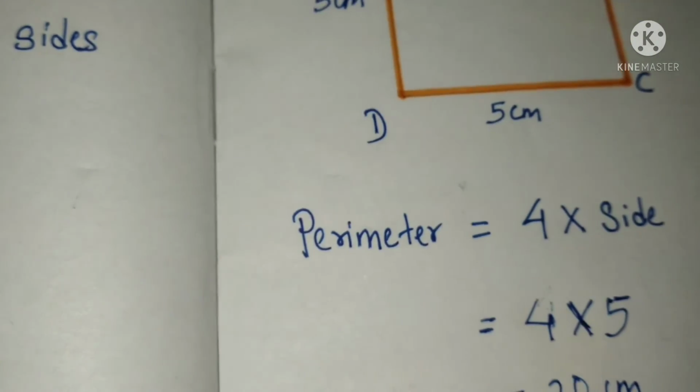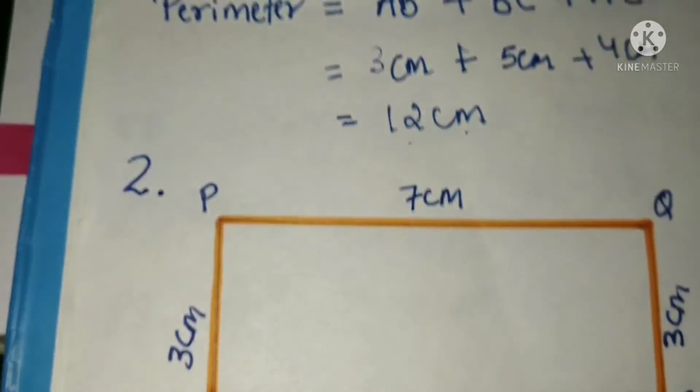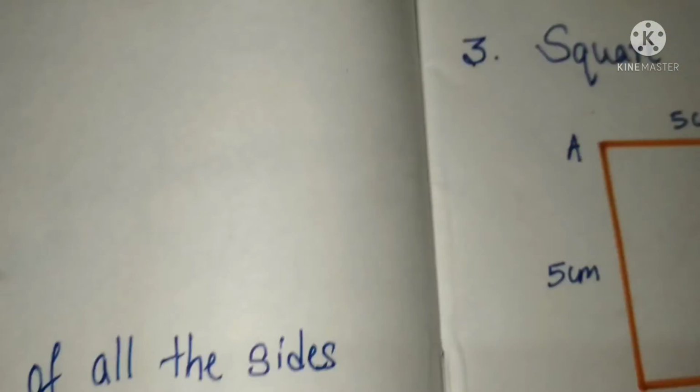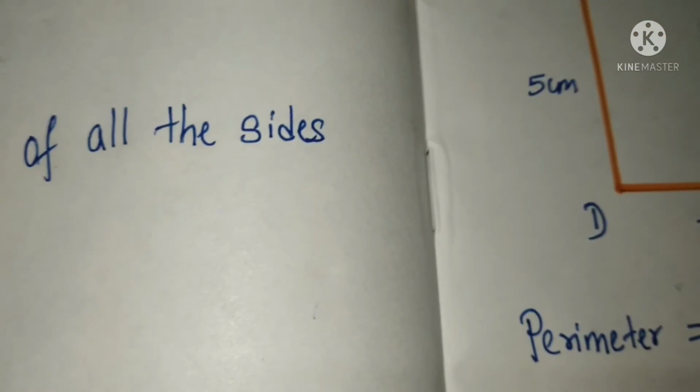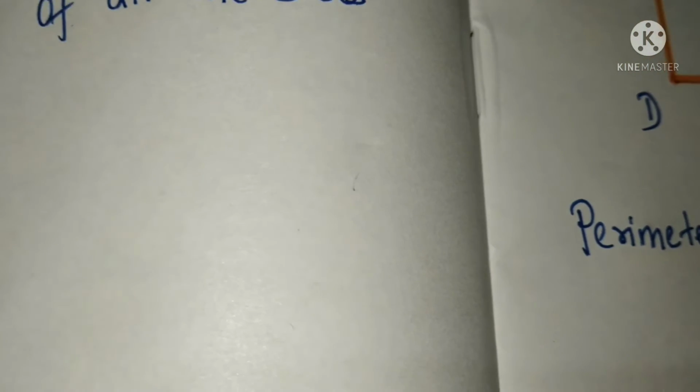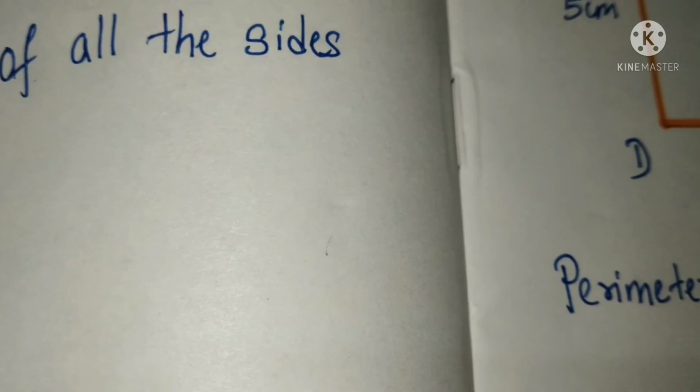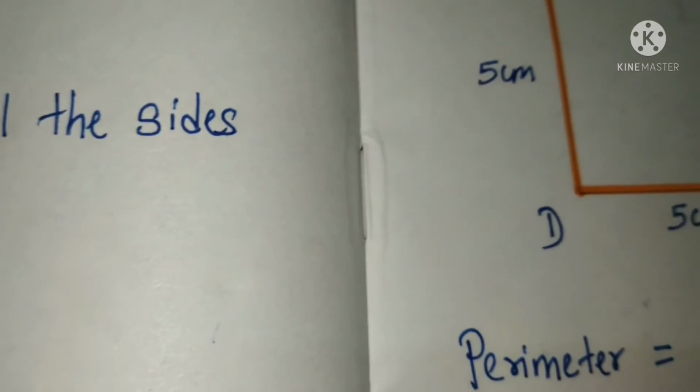This is how we find the perimeter of a triangle, rectangle and square. I hope you all have understood the meaning of perimeter and how to find the perimeter of a plane figure.